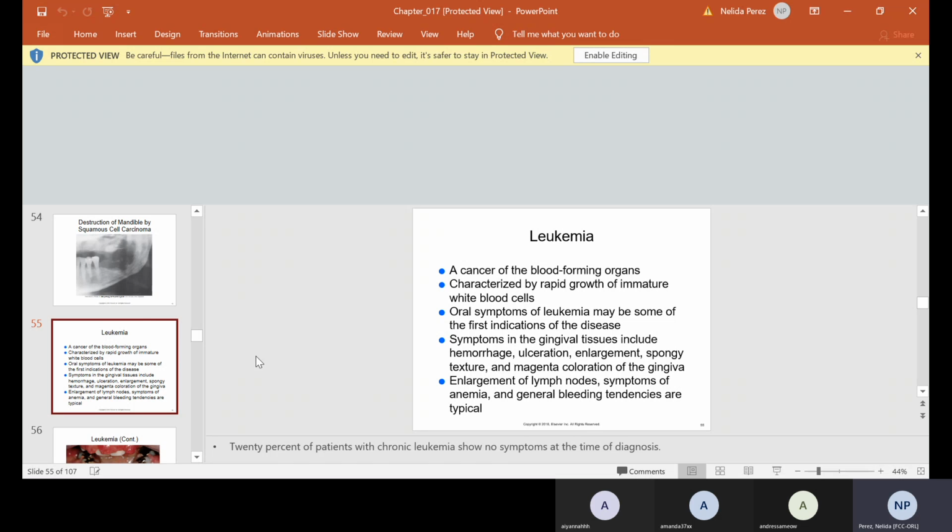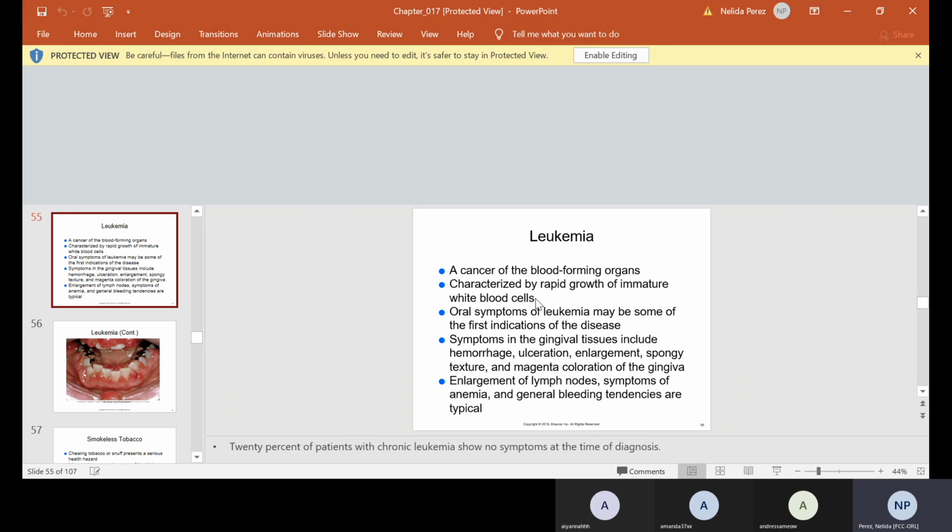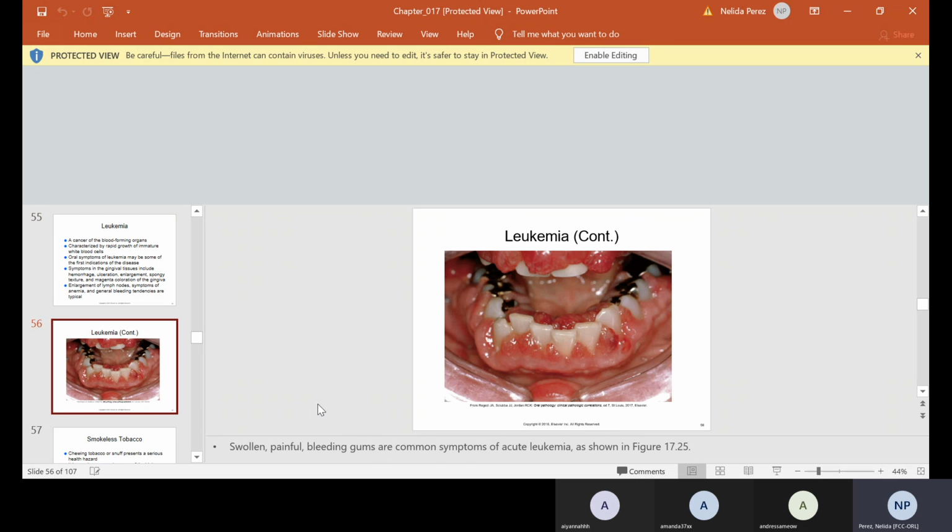You have your leukemia, a cancer of the blood, the blood forming organs characterized by rapid growth of immature white blood cells. Oral symptoms of leukemia may be some of the first indications of the disease. Symptoms in the gingival tissues include hemorrhage, ulceration, enlargement, spongy texture, and magenta coloration of the gingiva. Enlargement of lymph nodes, symptoms of anemia, and general bleeding tendencies are typical. 20% of patients with chronic leukemia show no symptoms at the time of diagnosis.